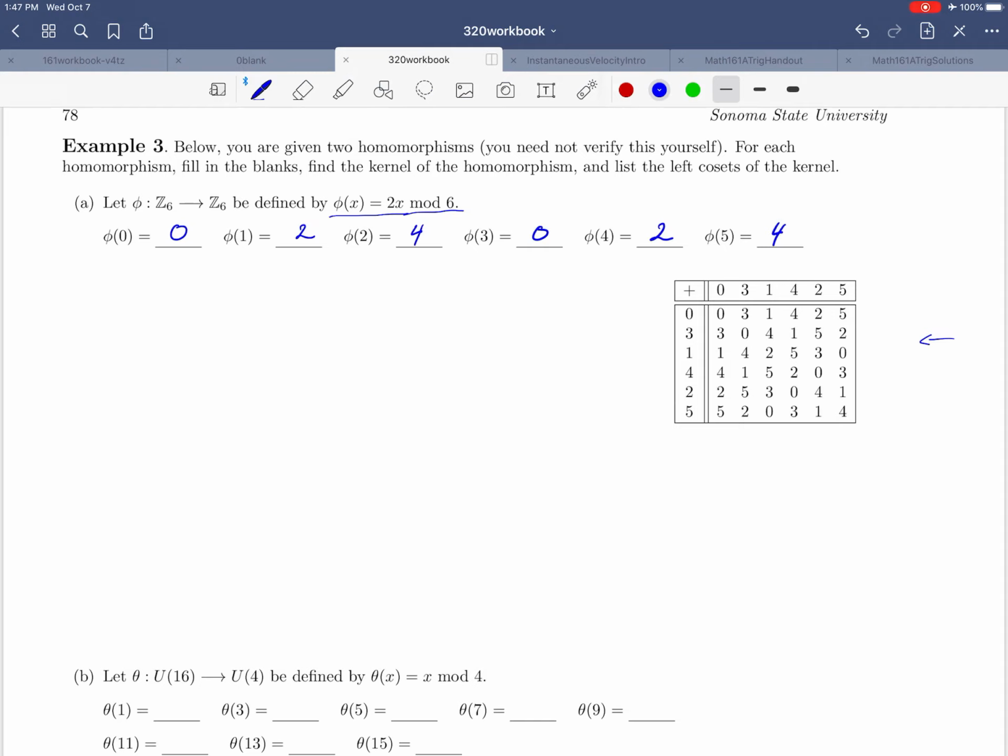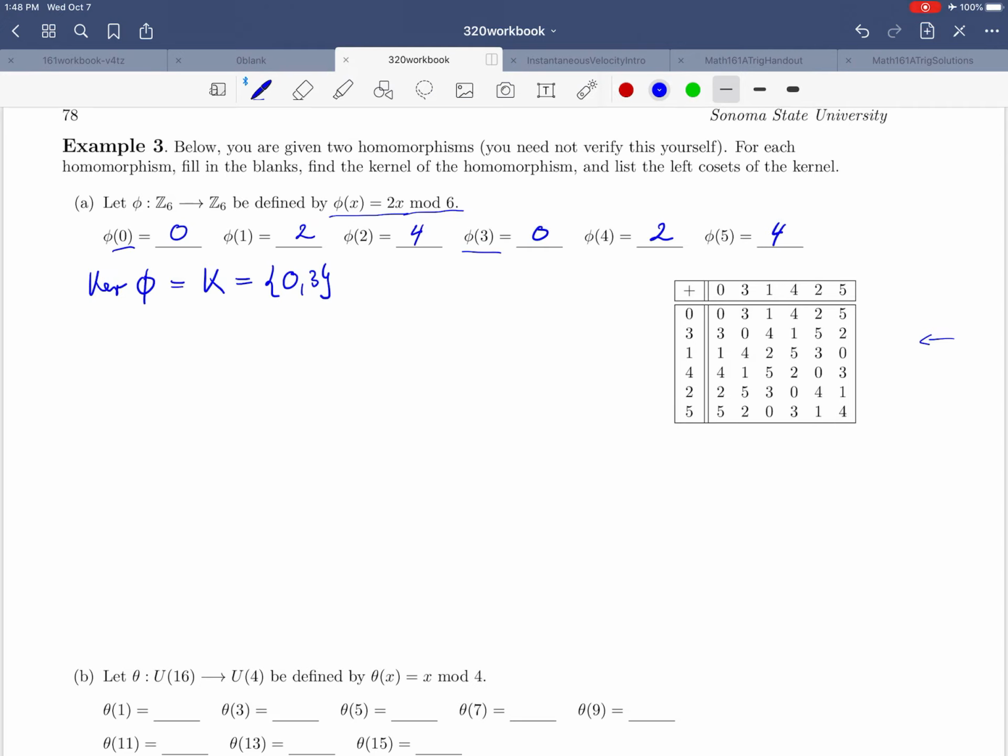What's the kernel? So the kernel of phi, I'm just going to denote that by K going forward, is all the elements that map to the identity in Z6, which is 0. And there are two elements. So phi of 0 is 0 and phi of, not phi of 4, I underlined the wrong thing. Phi of 3 is 0. So 0, 3, that is our kernel.